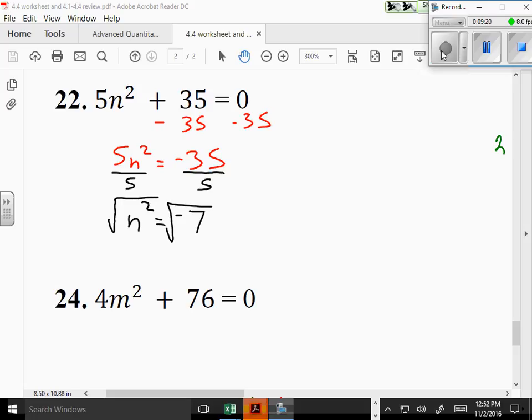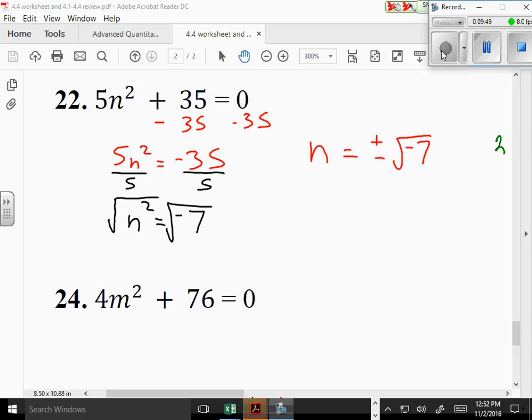And when you take the square root, remember you have two answers. You have a positive and a negative answer. The square root of 4 is actually plus or minus 2, not just 2 anymore. Square root of 4 is plus or minus 2. So the square root of n squared is going to be plus or minus square root of negative 7. So n squared will be plus or minus square root of negative 7.